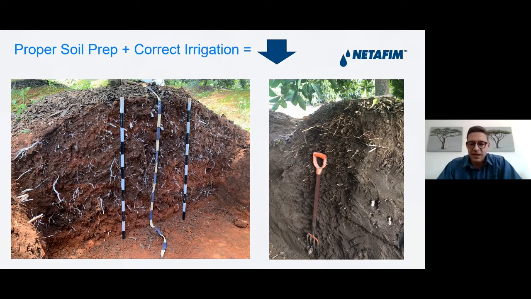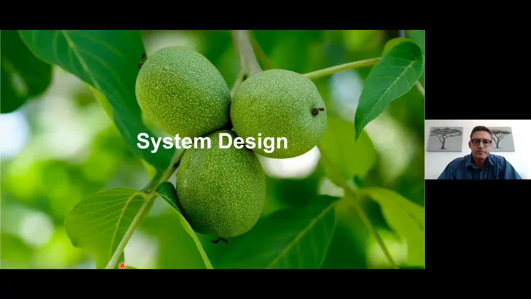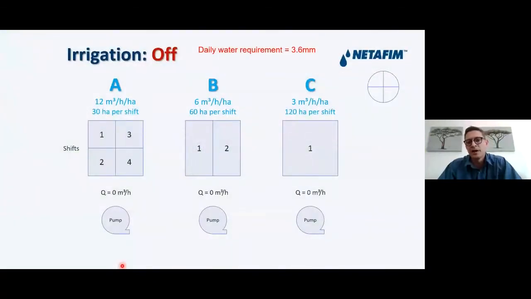If we get to the design side of things, I'm going to try and explain the benefits of the low flow system in terms of an example. So in this example, we have 3 farms, farm A, B, and C. All 3 farms are 120 hectares in size. Keep in mind that the daily water requirement for this crop is 3.6 millimeters a day, just for the example that we are dealing with here.